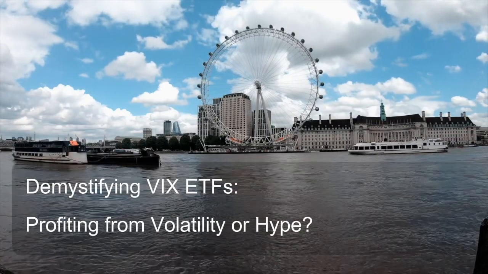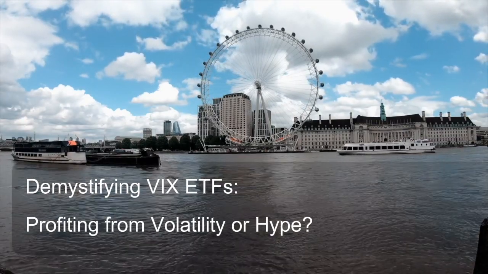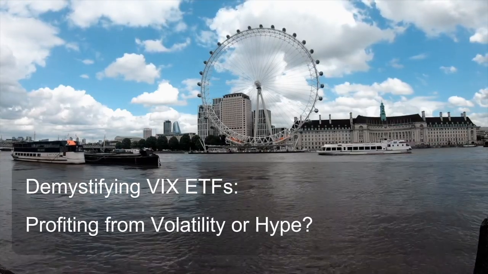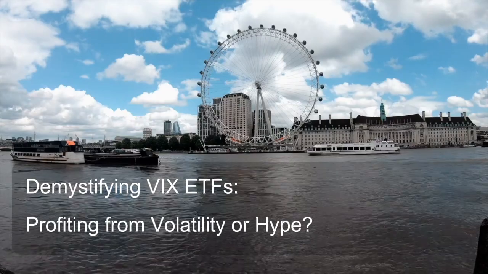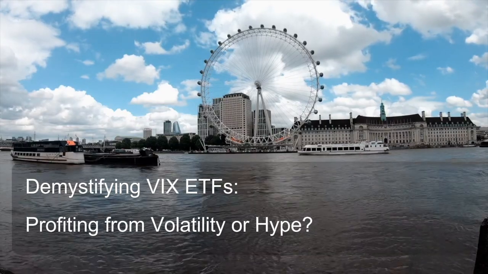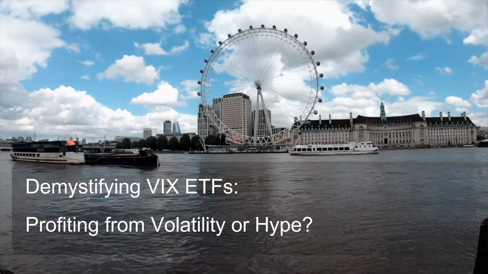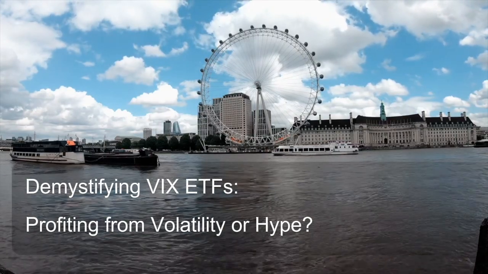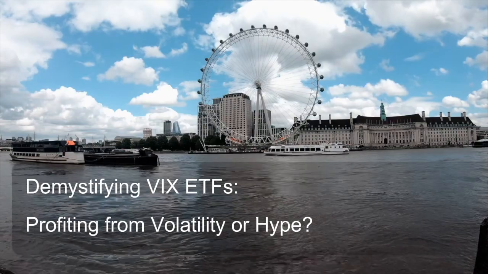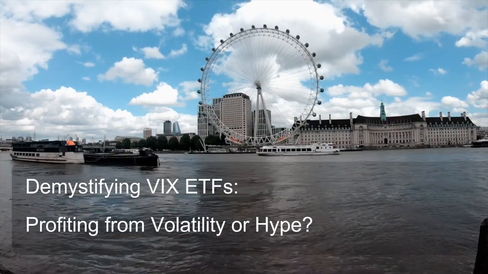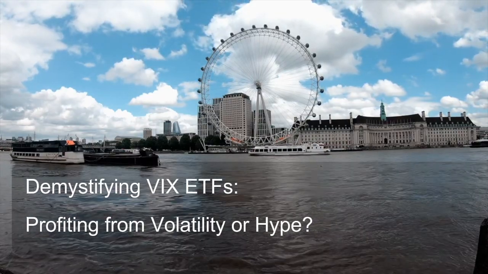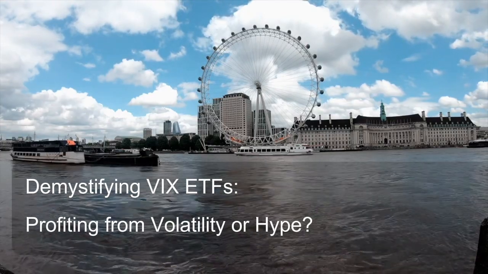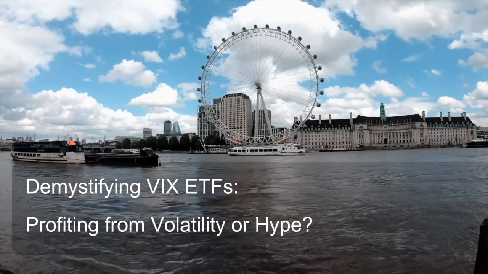There are alternative strategies, though. Consider sector ETFs in volatile industries, inverse ETFs to profit from downturns, or even cash and fixed income ETFs for stability. You can craft a portfolio that captures volatility or protects against it, depending on your goals. The key takeaway? Understand your risk tolerance and investment goals. VIX ETFs can be a tool, but not the only one.